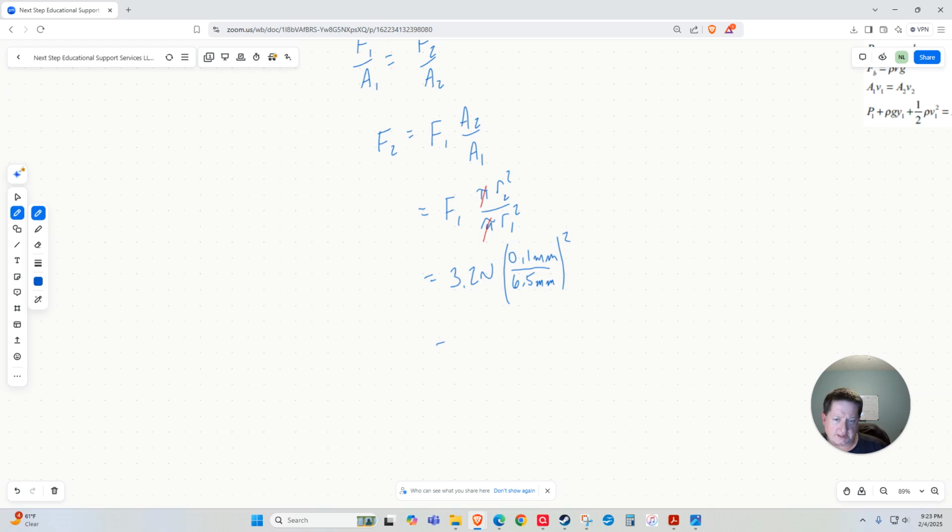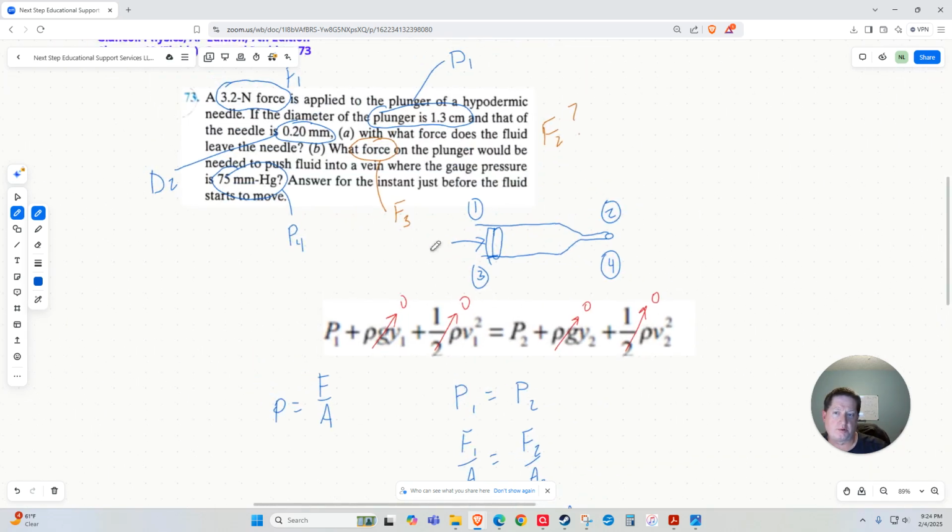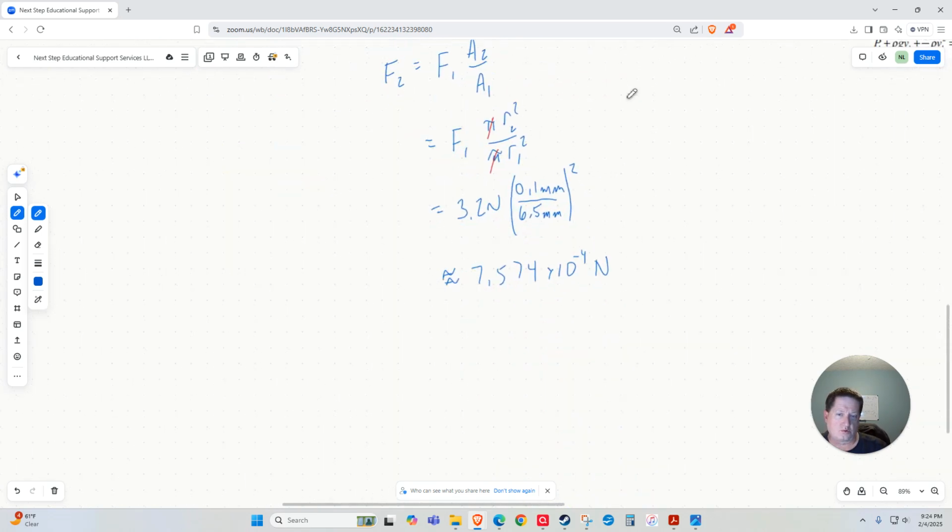Okay, after punching those in, as expected, we get a very small number here. We get approximately 7.574-ish times 10 to the minus 4 newtons. And because our significant figures in our problem all appear to be 2, we'll go ahead and round that. The force at 0.2 when you push on that plunger is going to be about 7.6 times 10 to the minus 4th newtons. Now that answers part A.